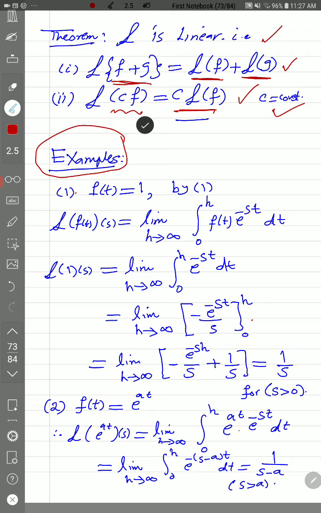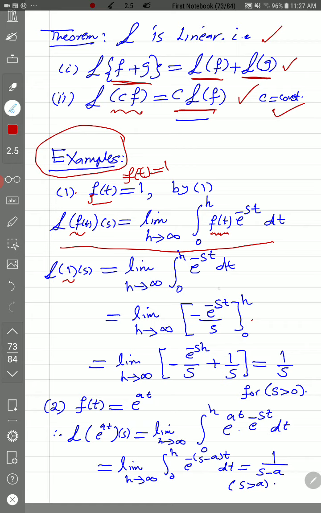Let's take f of t equal to 1 for the first example. This is your f of t equal to 1. I put it here in the definition of the Laplace transform. So L of 1 is just the limit, and as we said, we replace f by 1 here. It's very clear.